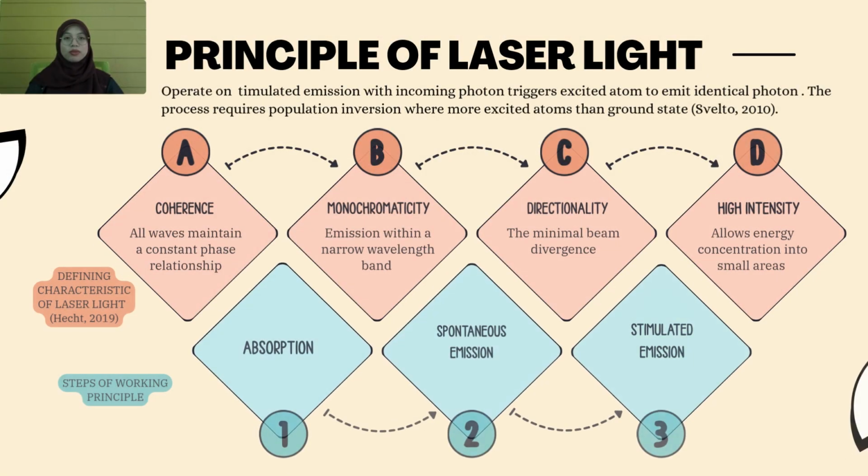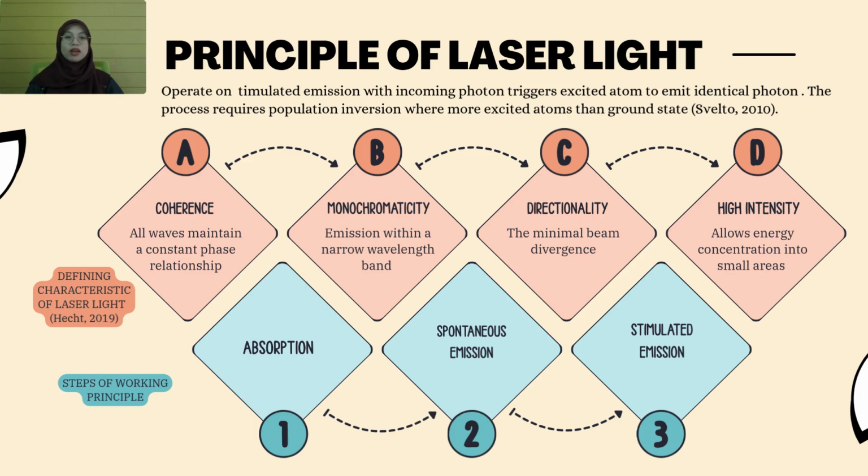Laser light operates on the principle of stimulated emission, where an incoming photon triggers an excited atom to emit an identical photon. This requires population inversion. Laser light has four characteristics, which are coherence, monochromaticity, directionality, and also high intensity. The working principle involves absorption, spontaneous emission, and also stimulated emission. The diagram on this slide illustrates this process and these characteristics.